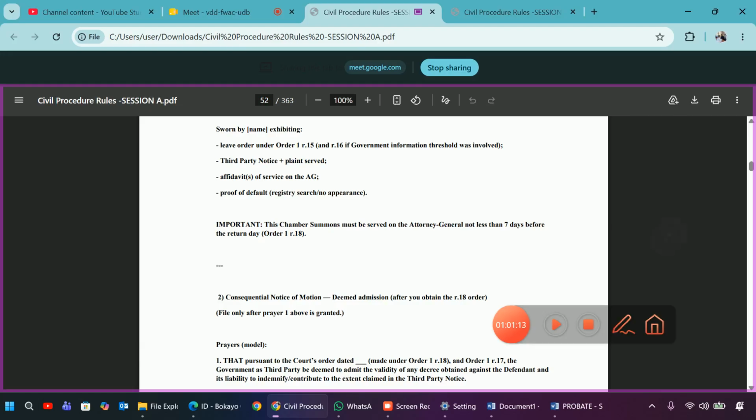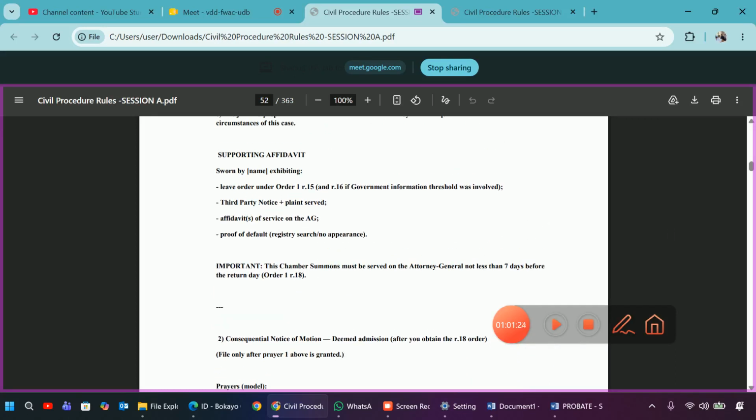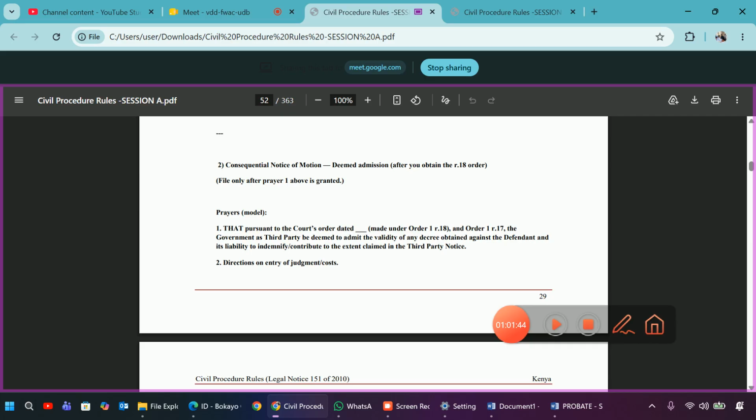Okay, so consequential notice of motion deemed admission after you obtain the Rule 18 order. So file only after prayer 1 above is granted. In prayer number 1, you are seeking leave under Order 1, Rule 15. Because you have seen, when you want to enforce the consequential orders against the third party being the government, you first seek leave, then you serve the third party notice, then once you have served, you file another application under notice of motion, and this time you will do so when you have been granted prayer number 1 on the leave.